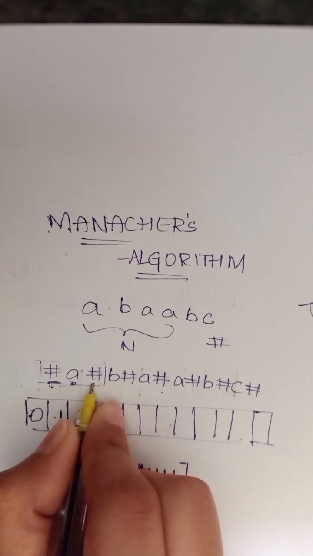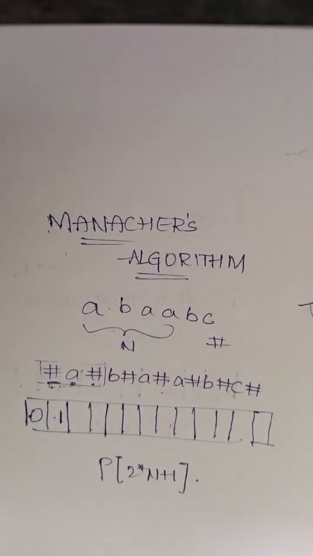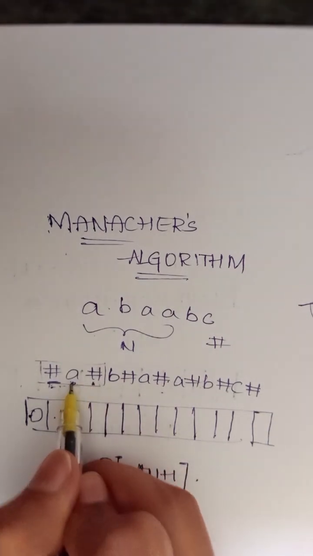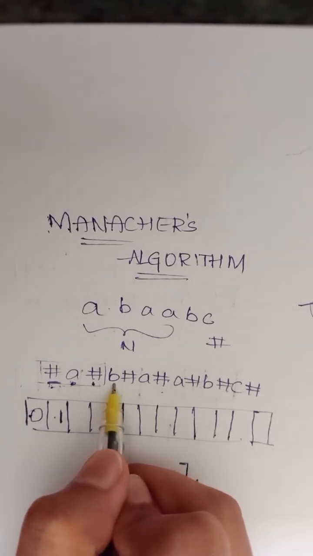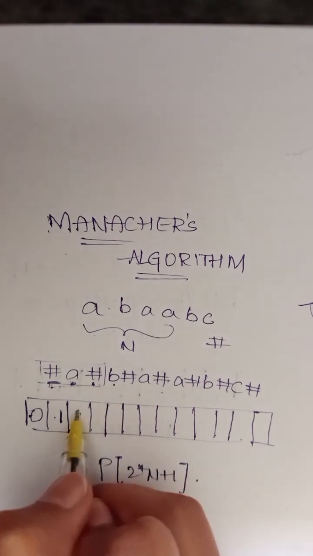And at position 2, there is no palindromic substring at all. The left character of this hash is A and the right character is B. They do not match, they don't even form a palindrome. So the value at this position will be 0.